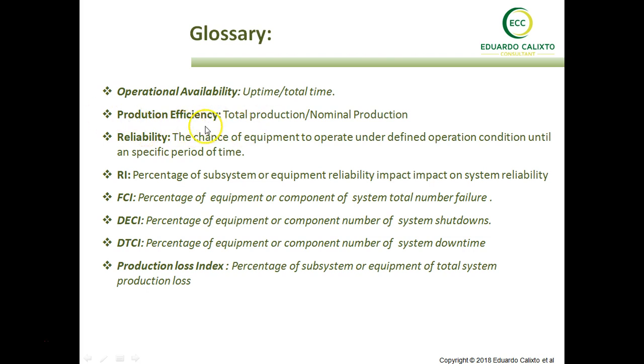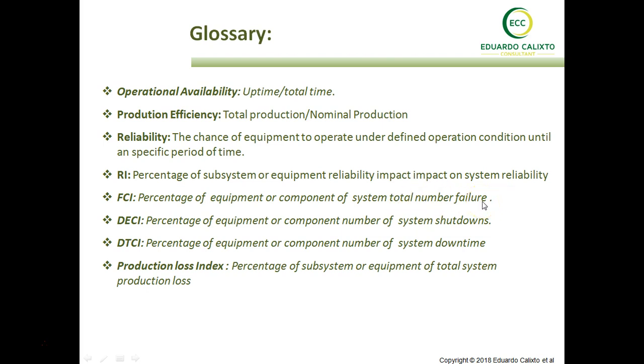the railway industry, we do not have this performance index, but of course we have reliability: the chance of equipment operating under defined operating conditions until a specific period of time. So in a warranty, we define this time, 2 years, 3 years, or even in kilometers, in which we do not expect to have failures. Okay, another index is the reliability index, the percentage of subsystem or equipment reliability impact on system reliability. Another index we can use is the failure critical index, the percentage of equipment or component failures out of the system's total failures.